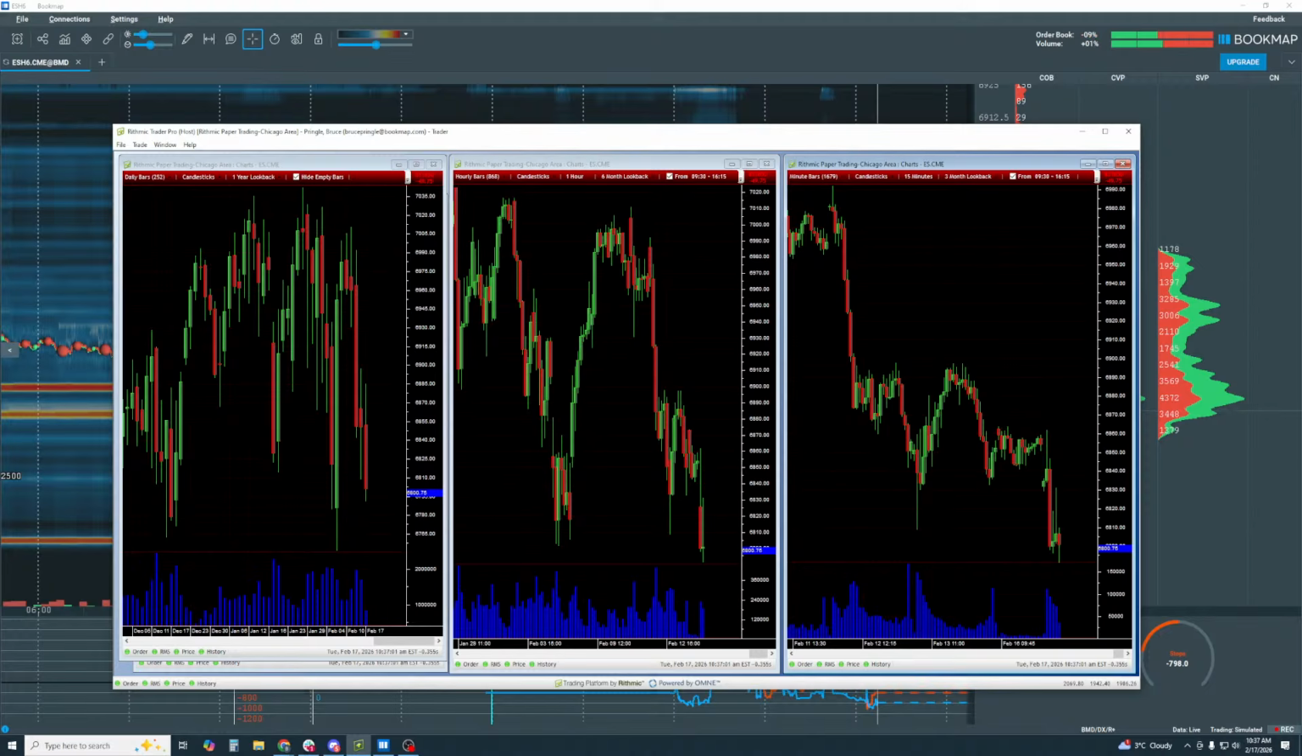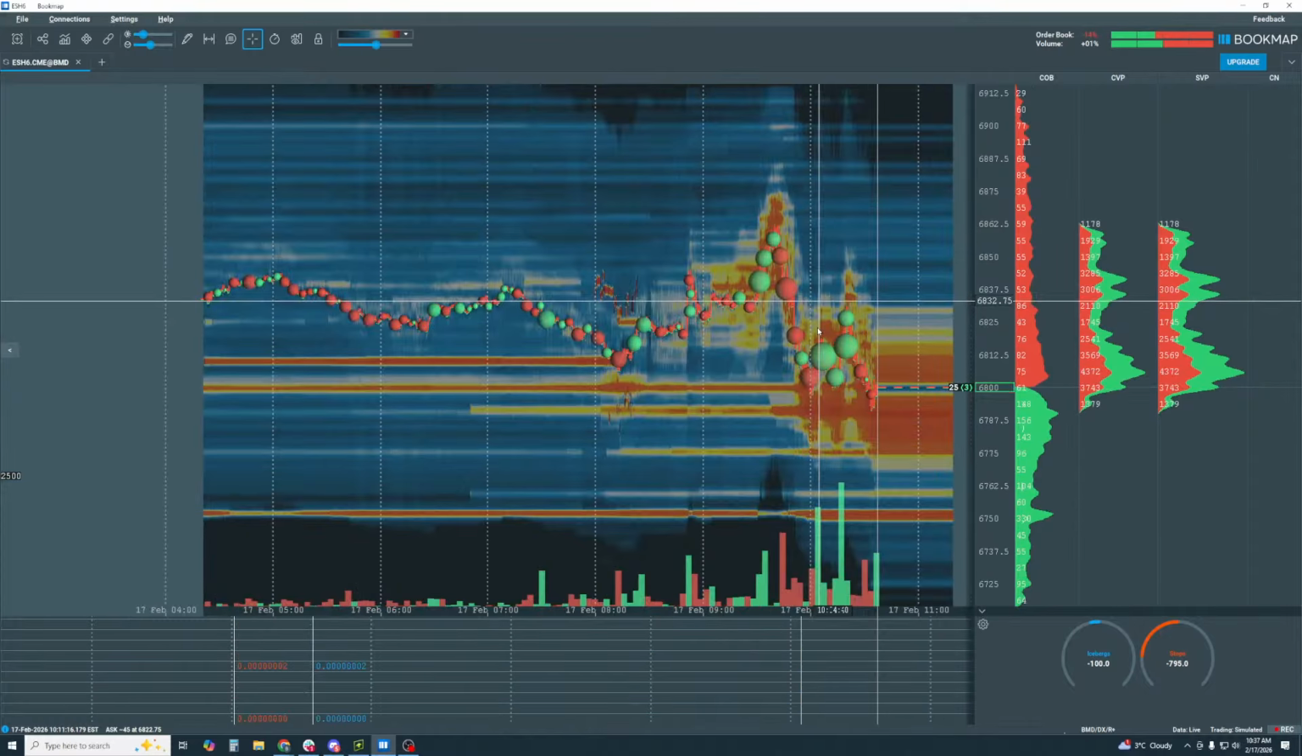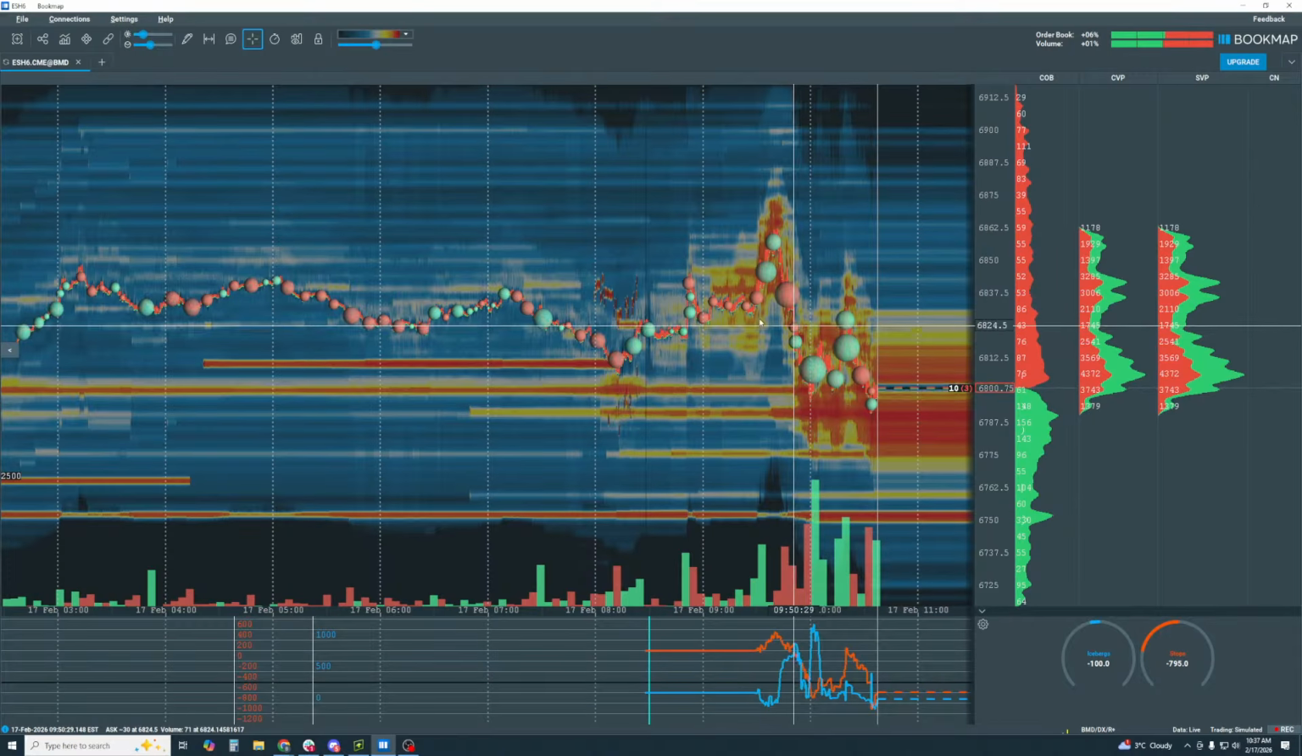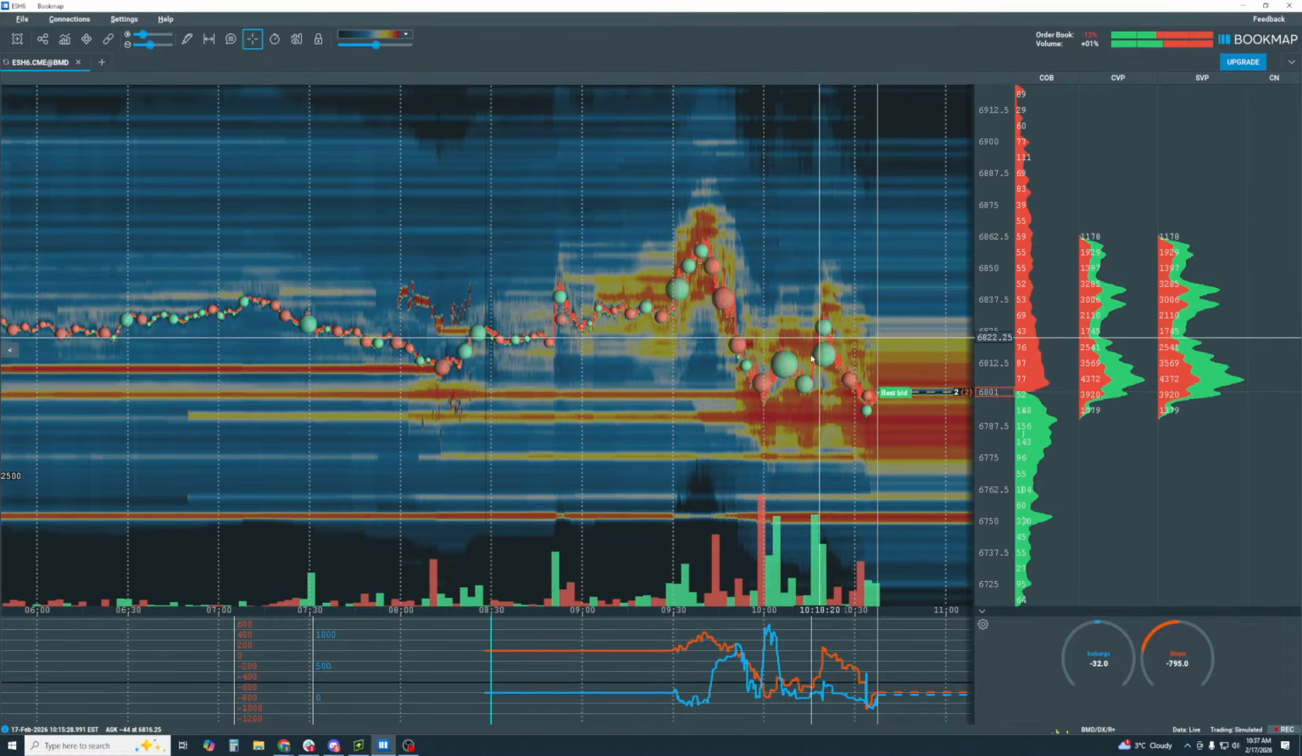All right, how am I doing? Let's see here. We're missing a lot of the action in here, but we can go over that gap fill, the 65 level, and then the move down lower as well. So yeah, and actually let's take a look at this. This pullback in here is pretty good.